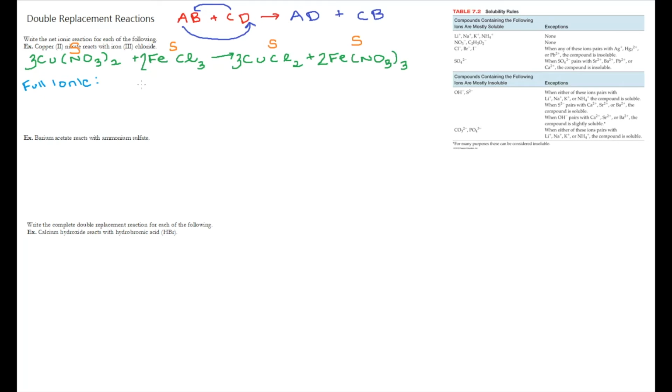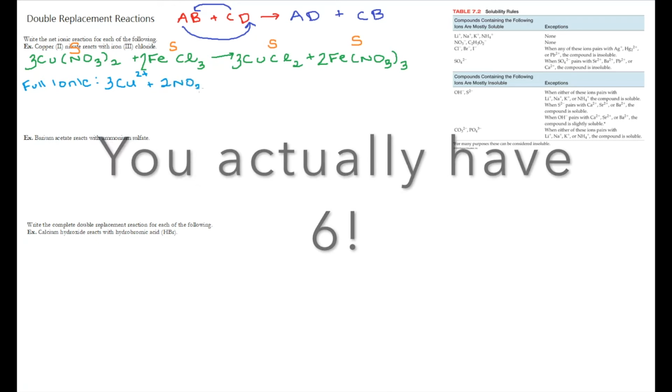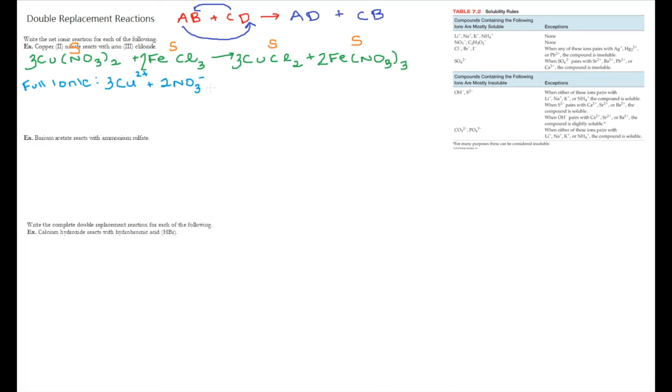Let's actually write this out. I've got copper ions. So I have 3 copper ions. I've got to put the charge of copper, which is 2+. What else do I have? Well, I have 2 nitrate ions, so 2NO3 minus. Notice I put the 2 in front and I didn't leave it behind. You've got to put it in front to show that you have 2 nitrate ions. What else do you have? Well, I have 2 iron ions, and they have a 3+ charge. And I have 2 times 3, I've got 6 chloride ions, Cl minus.